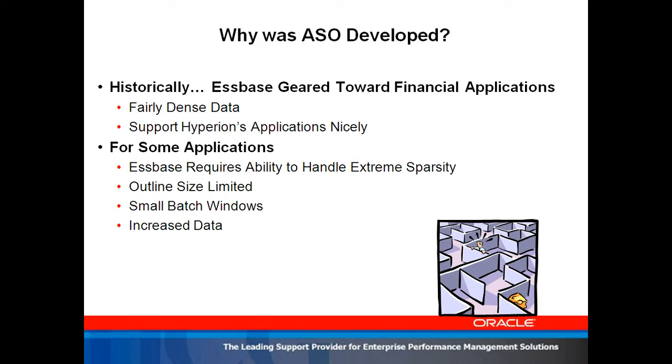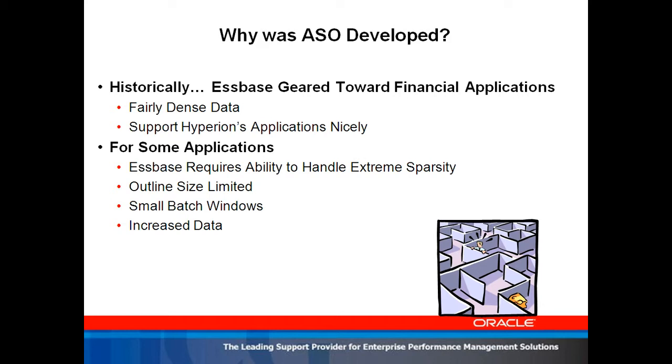In order to get a full understanding of the new features of ASO, it's important to take a look back at why ASO was created in the first place. Block storage databases, also referred to as BSO, fit very well to specific types of applications, mostly financial applications that tend to have dense data, meaning there's likely to be data for most of the intersections of the multiple dimensions in the databases. However, BSO databases don't do a very good job on applications that have extremely sparse data.